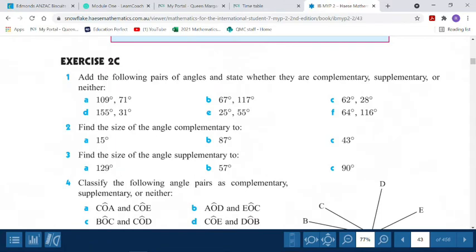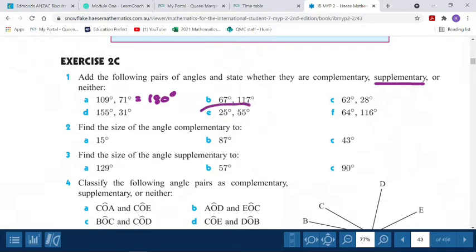So let's look at a couple of these. Add the following pairs of angles and state whether they're complementary, supplementary, or neither. Got your calculators out? First, we'll do A. 109 degrees plus 70 degrees equals how many degrees? 180 degrees. Therefore, those two angles are called what? Supplementary.